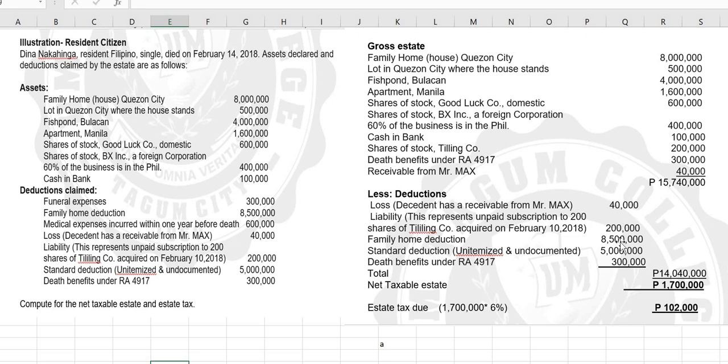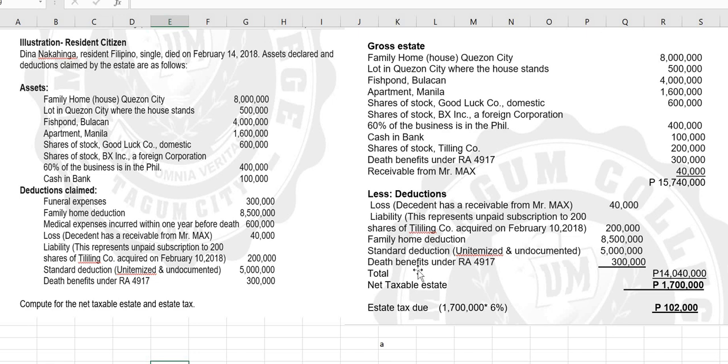So, take note that for the family home deduction, the maximum amount is 10 million. Since this is lesser than 10 million, what we deduct is the fair value of the family home versus 10 million, whichever is lower.